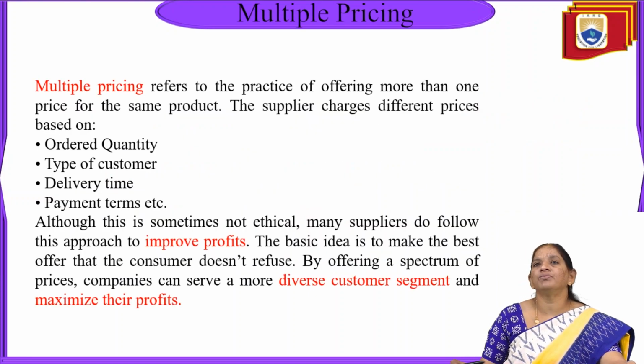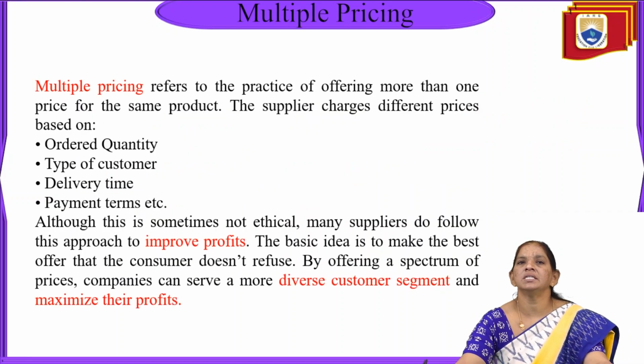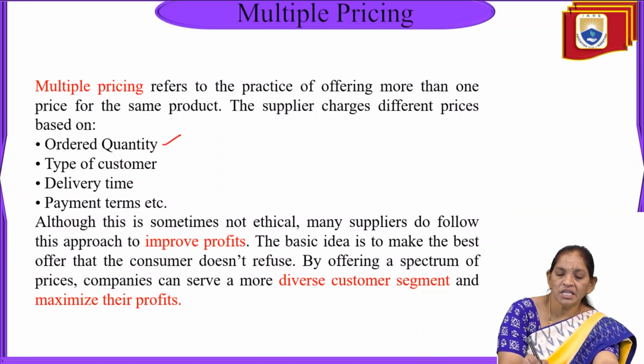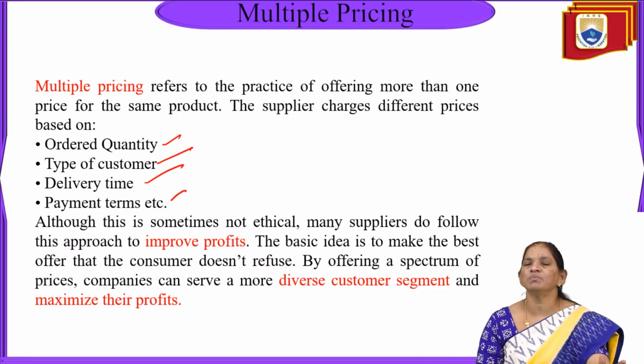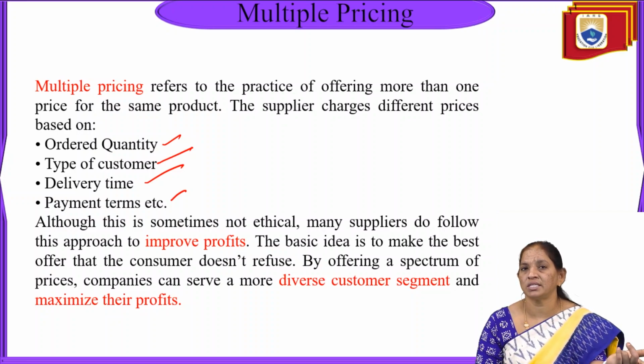Now another type of pricing that we can see is multiple pricing. Multiple pricing refers to the practice of offering more than one price for a product. The supplier charges different prices based upon ordered quantity, type of customer, delivery time and payment terms. Multiple pricing means charging a different price to different consumers or customers.